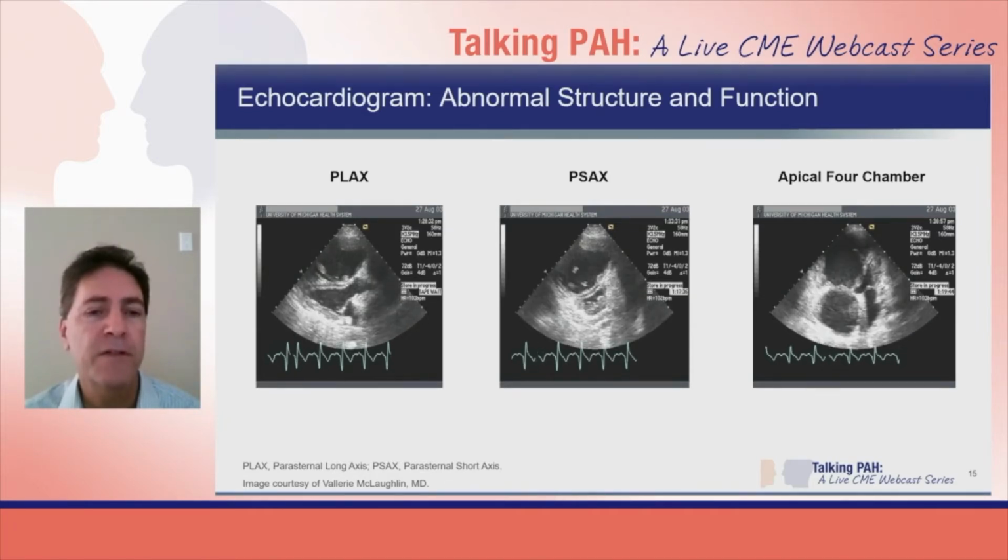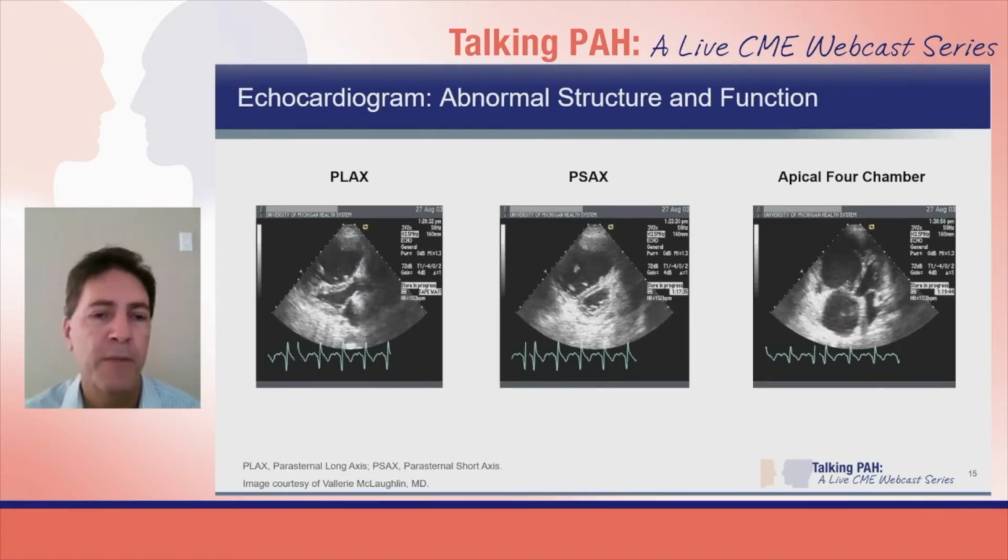This is a great view in general for echocardiographers because it shows you the aortic valve, the mitral valve, the left ventricle, and the right ventricle. It's probably not the best view for somebody looking at PAH, although in this case, it's pretty obvious that the right ventricle, the big black space on top, is very dilated, and the left ventricle is very small.